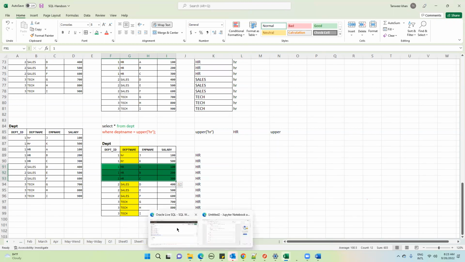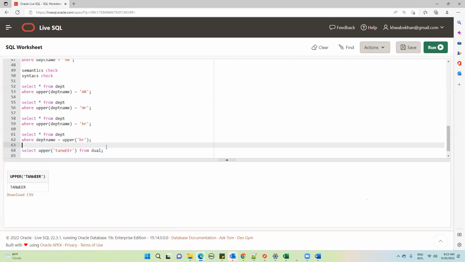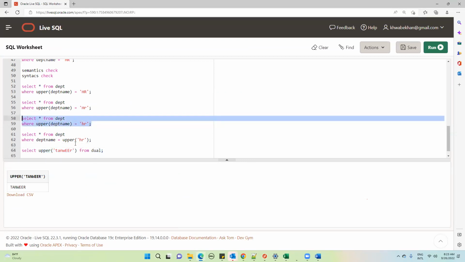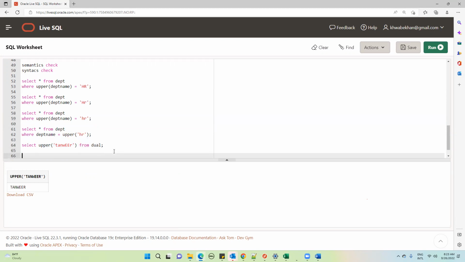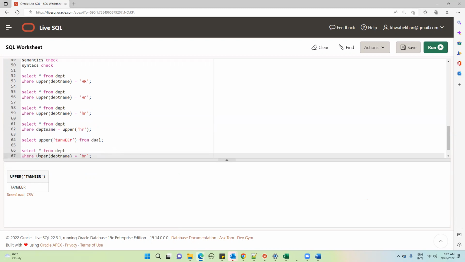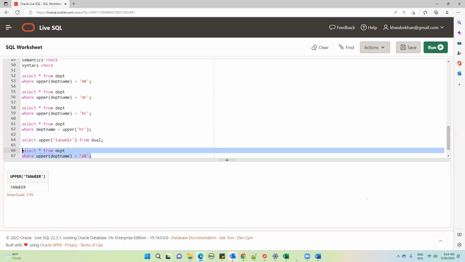No problem. So the general rule is, whenever you are doing a case insensitive search, you have to use this query. You have to use upper with the column name, and the value has to be in uppercase. This is the general rule.